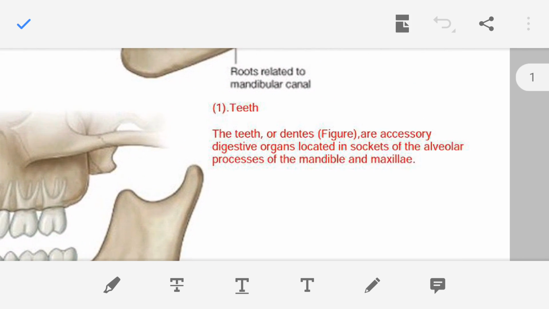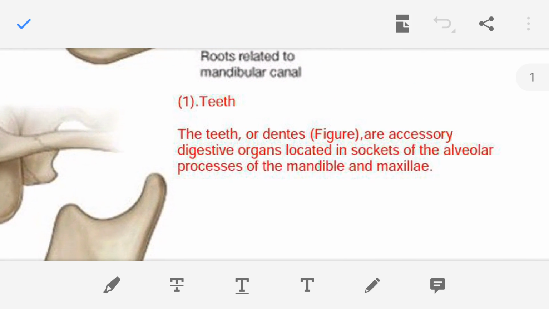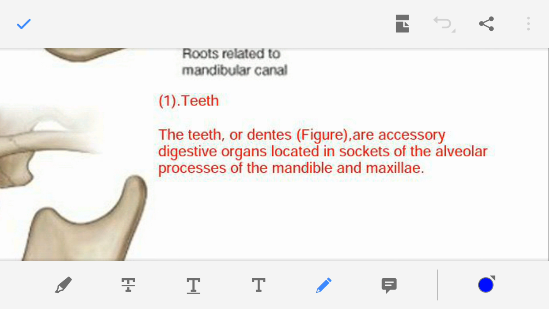So this is the first point. Okay, now all the teeth are considered as accessory digestive organs because our teeth enable us to chew the food. That's why.